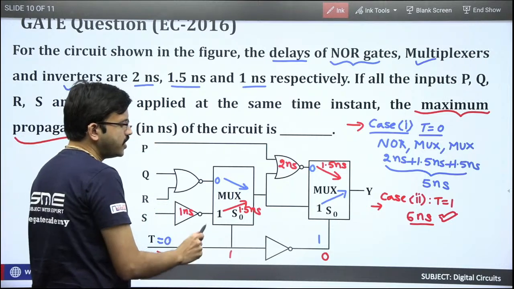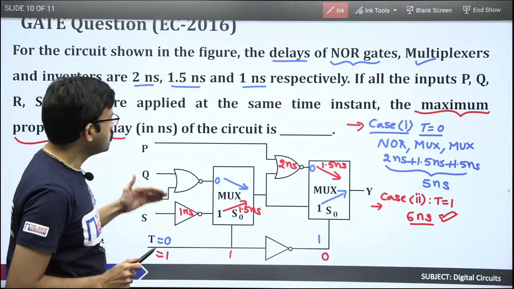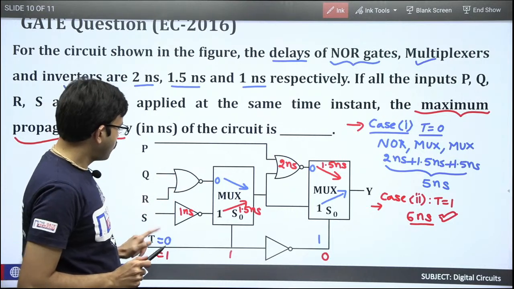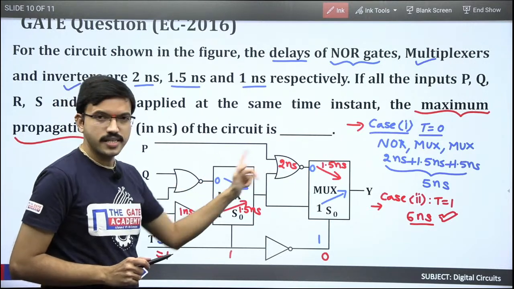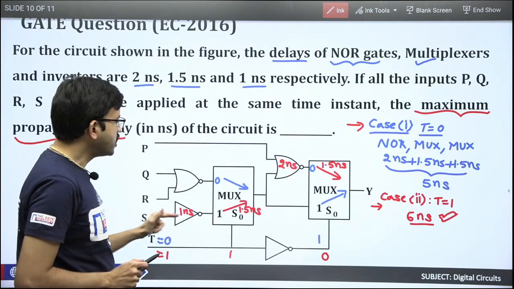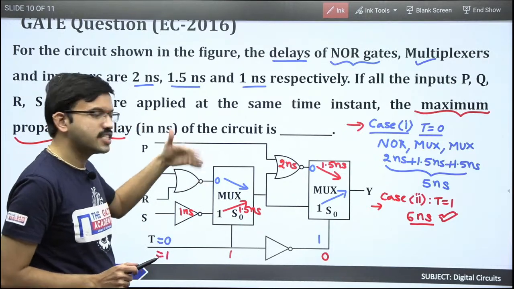If the selection is 1, here I1 will be connected, here also I1 will be connected. So if you observe, for case 1, 2 nanosecond plus 2 nanosecond, 4 plus 3, that is 7 nanosecond. Another path is 1 plus 3, that is 4.